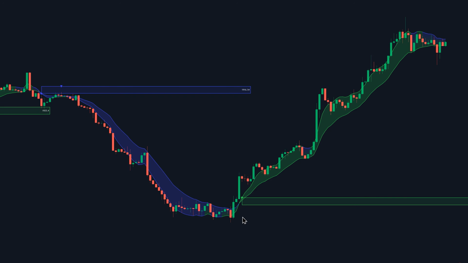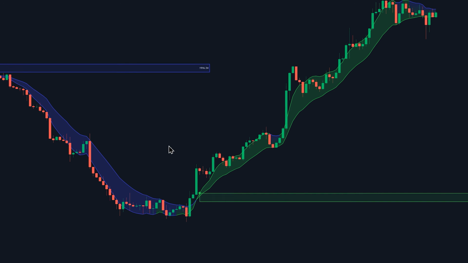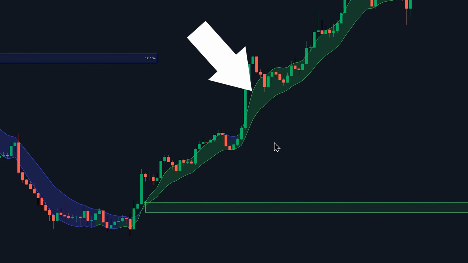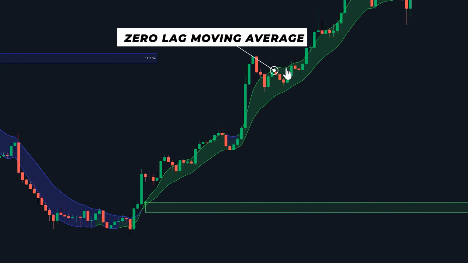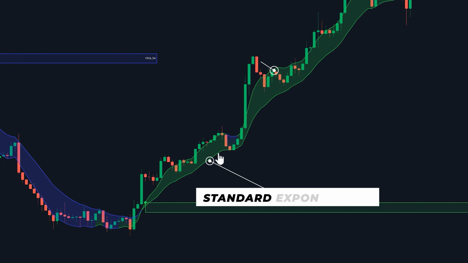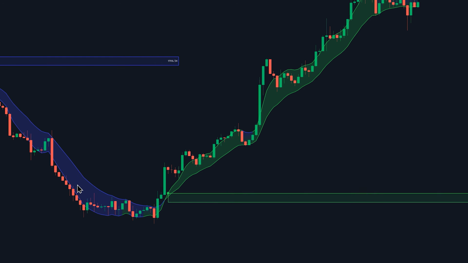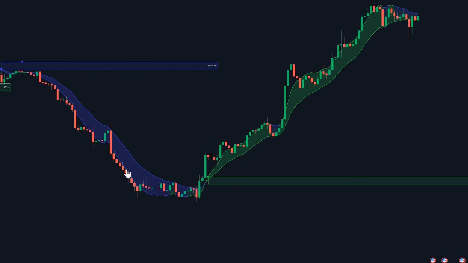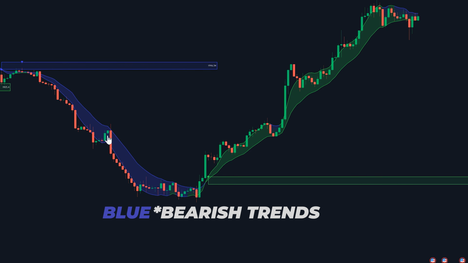This indicator is made up of the following components. As you can see, we have two lines, one at the top and one at the bottom. The one at the top is the zero lag moving average, and the one at the bottom is the standard exponential moving average. The area between these two moving averages is going to be filled with a color that transitions between blue for bearish trends to green for bullish trends.